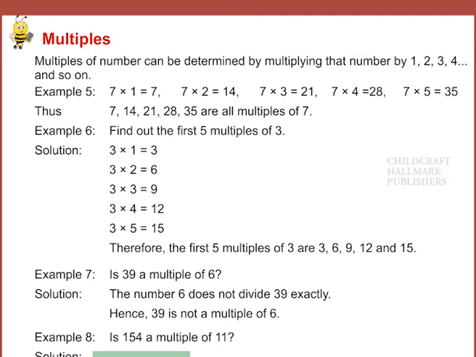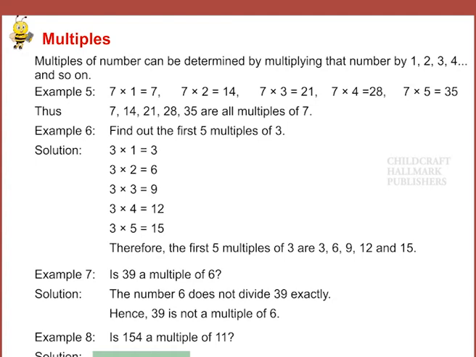Multiples. Multiples of a number can be determined by multiplying that number by 1, 2, 3, 4 and so on. Example 5. 7 into 1 is equal to 7. 7 into 2 is equal to 14. 7 into 3 is equal to 21. 7 into 4 is equal to 28. 7 into 5 is equal to 35. Thus, 7, 14, 21, 28, 35 are all multiples of 7.